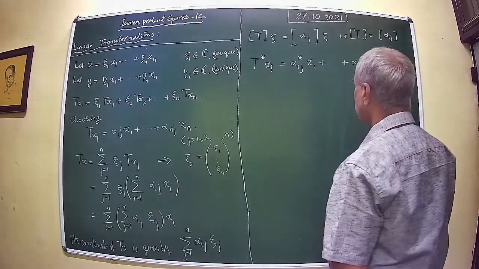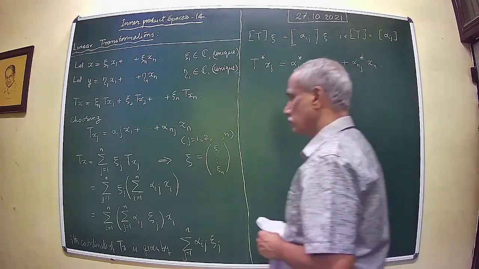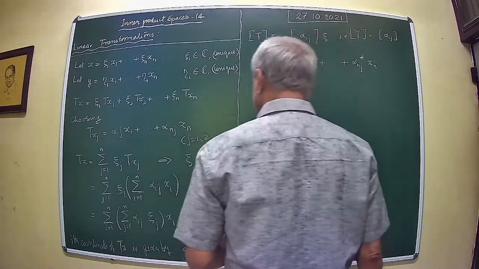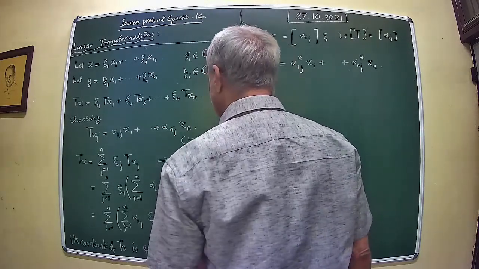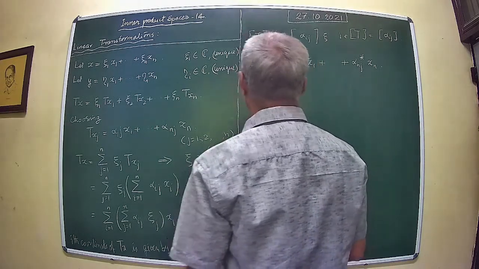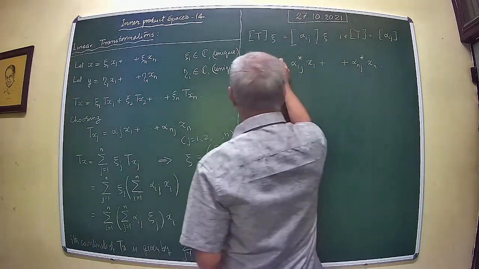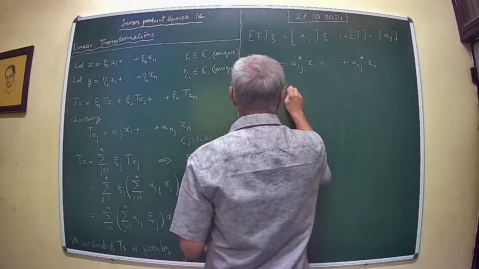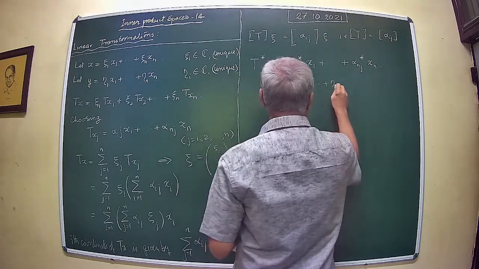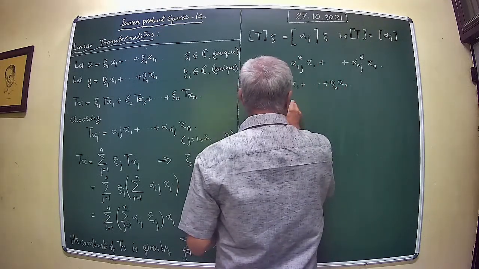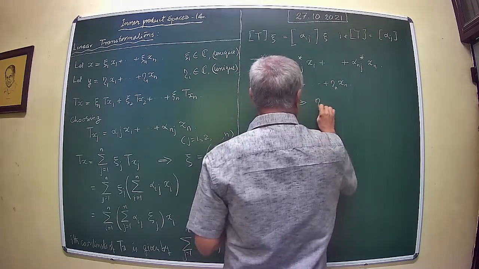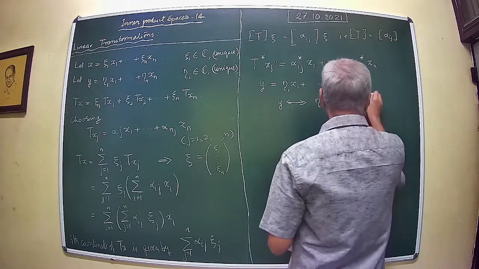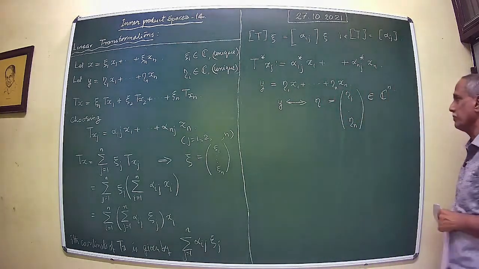Then what you have is that... See, you have... okay, that's about the definition of T star. But y is given by... therefore y is represented by the vector eta in Cn. It becomes Rn if we are considering R.